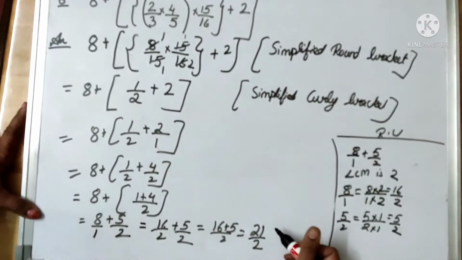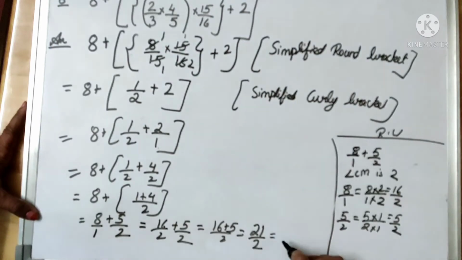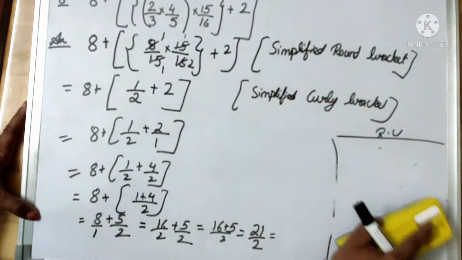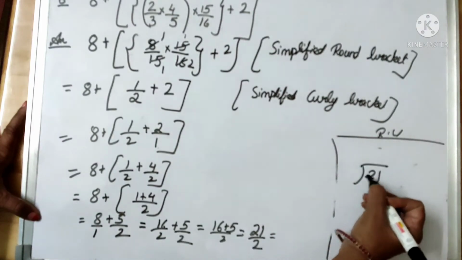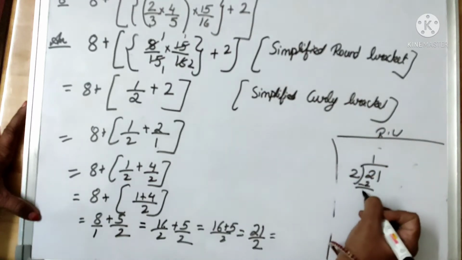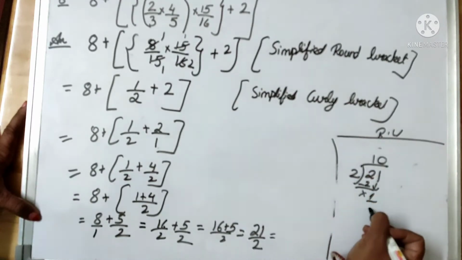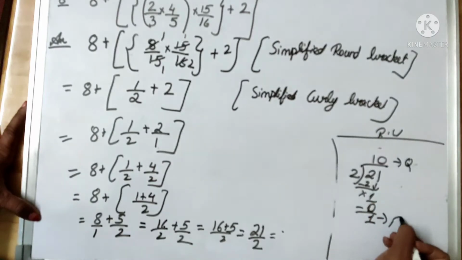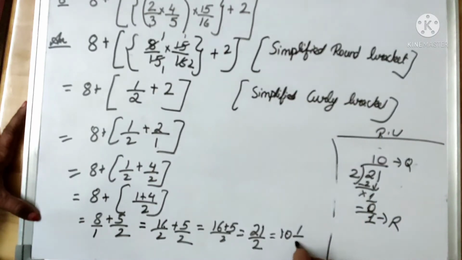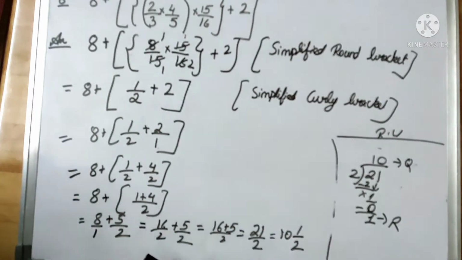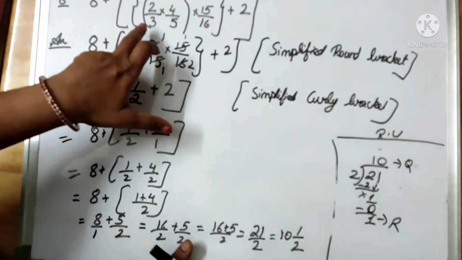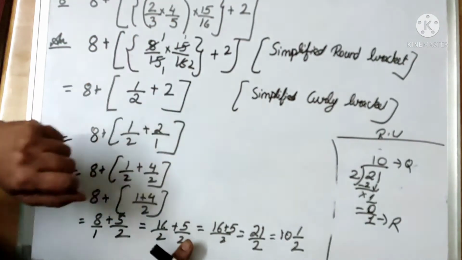Now, 21 by 2 is an improper fraction. So, what I have to do? I have to express it in form of mixed fraction. So, I would be dividing 21 by 2. 2 ones are 2. Then 1, 2 zeros are. Then it comes out to be, this is the quotient and this is the remainder. So, it comes out to be 10 1 by 2. 10 1 by 2 is the answer. In this way, we evaluate when there is a square bracket, when there is curly bracket and when there is a round bracket.